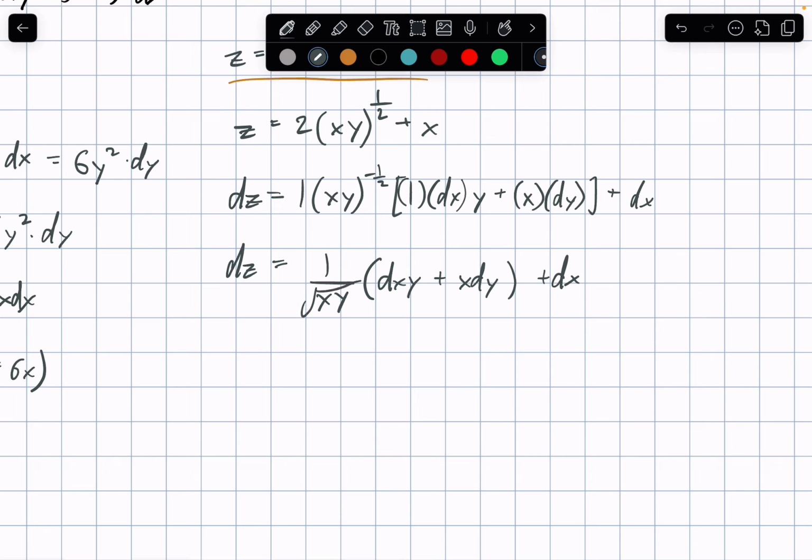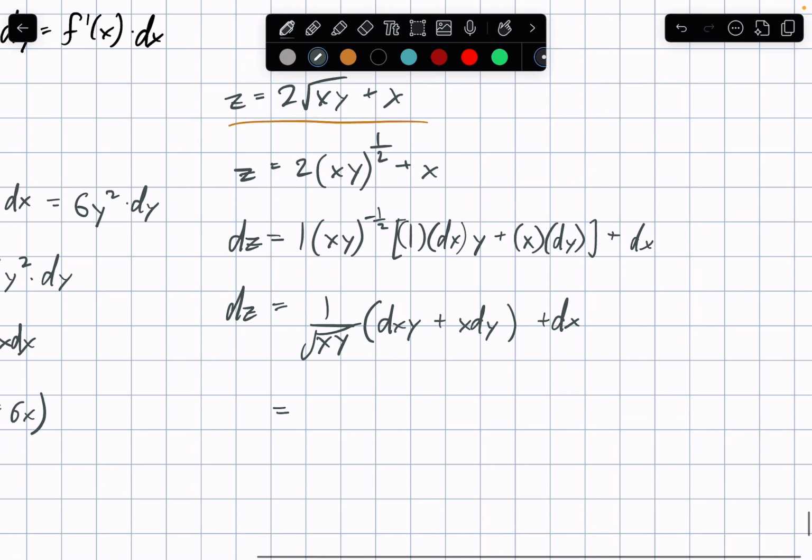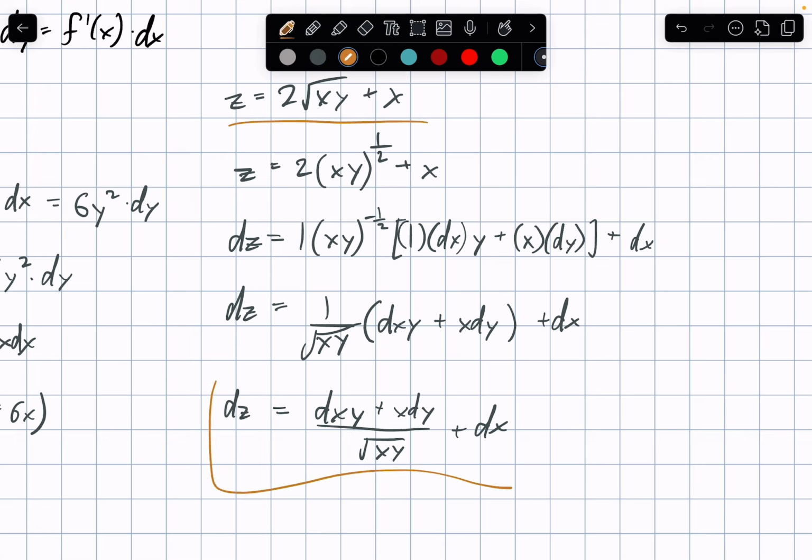Don't forget the sign, the radical sign. I think that's it. At this point, you just write it like that if there's a third variable.